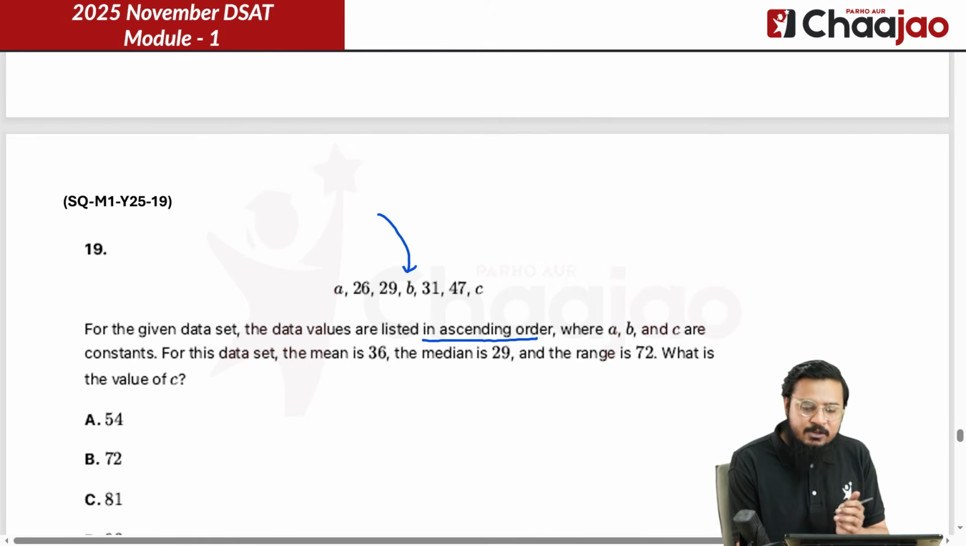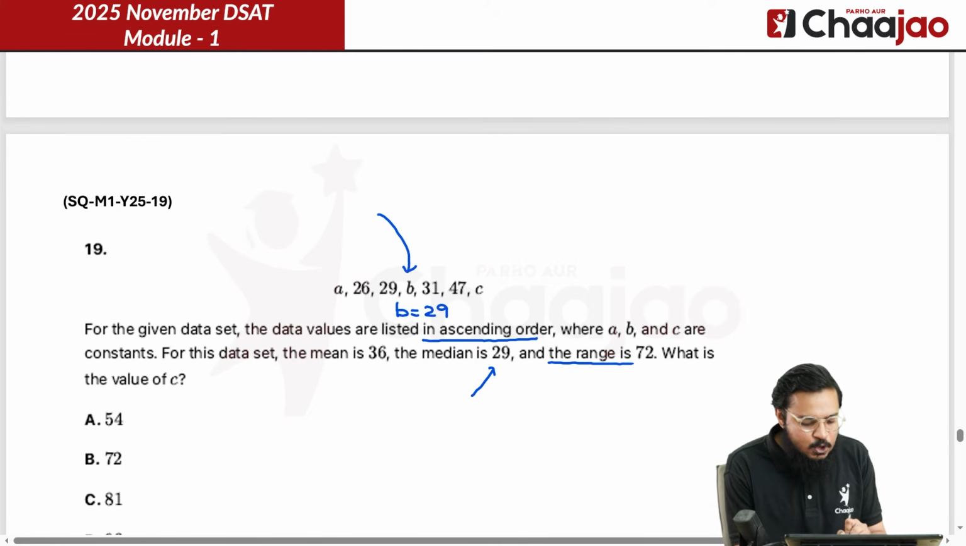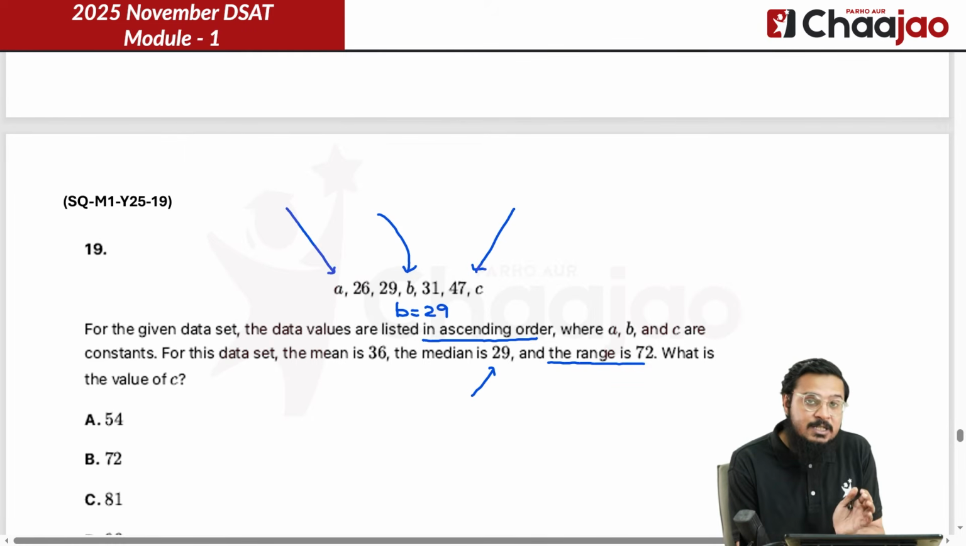So I can always calculate the value of this constant B. For this data set, the mean is 36 and the median is 29. So the first thing that I know is the value of constant B is actually equal to 29, and the range is 72. This has to be the highest value of my set and this has to be the lowest value of my set, because the data is given in ascending order, increasing from left to right. So obviously C has to be the greatest value of the set.